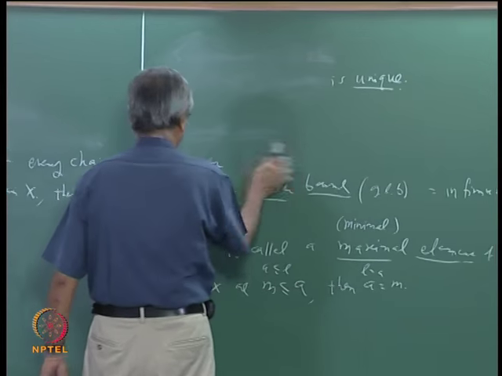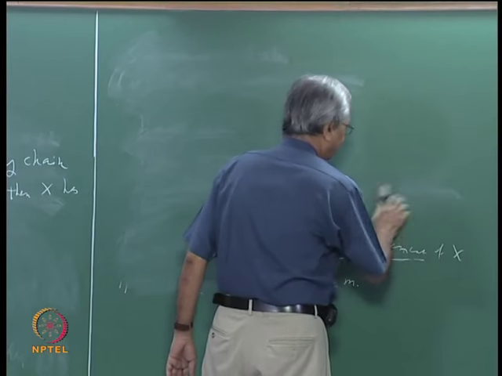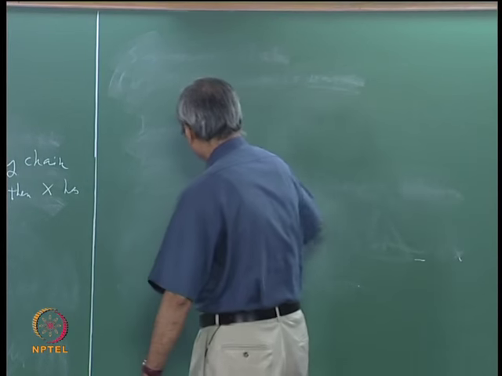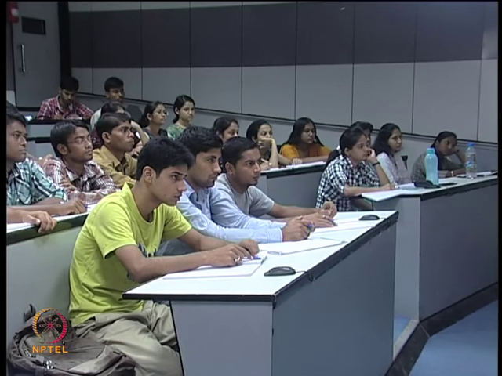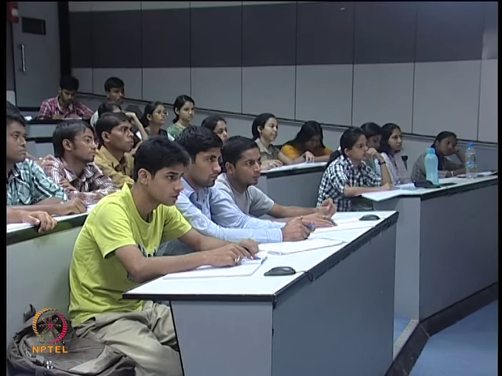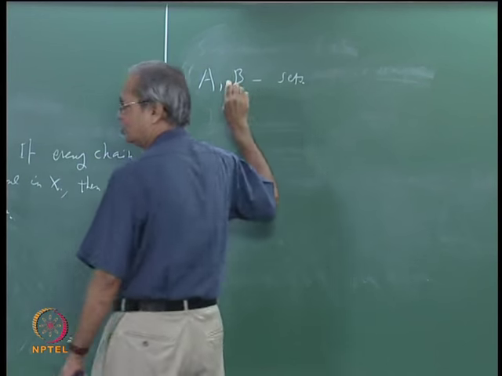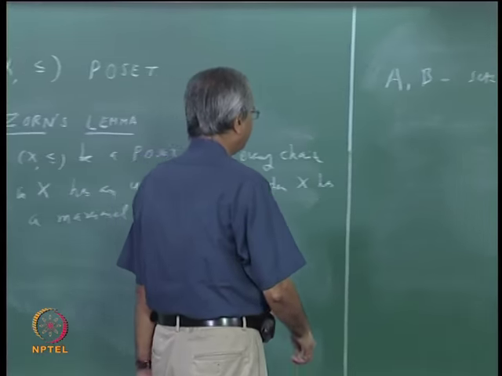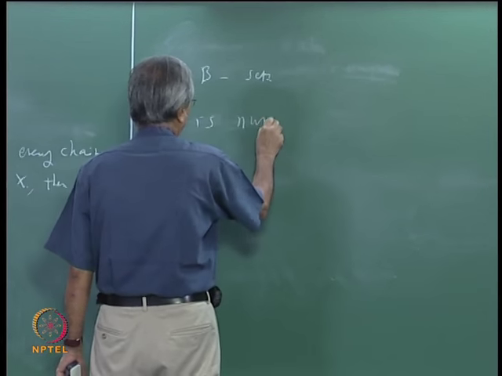Now let us go to the next topic. I'll suspend the discussion about the partial order for the time being. We now want to say something about the number of elements in a set, and how one goes about that. So again, suppose A and B are two sets, empty or non-empty, I don't bother about it right now. Then we define what is meant by saying that A is numerically equivalent to B.